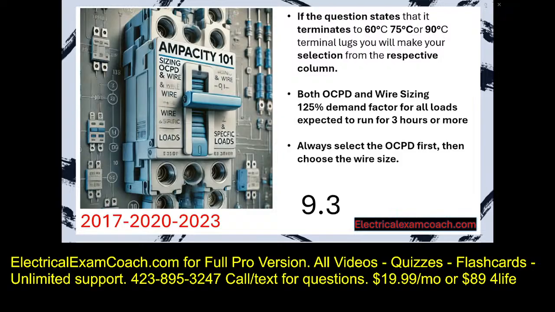It'll make more sense why we do that once we start sizing services in the next lesson, and once we get into larger amperage questions like 1,000 amps or greater, which we'll learn in the lesson after that one. Let's get to it.